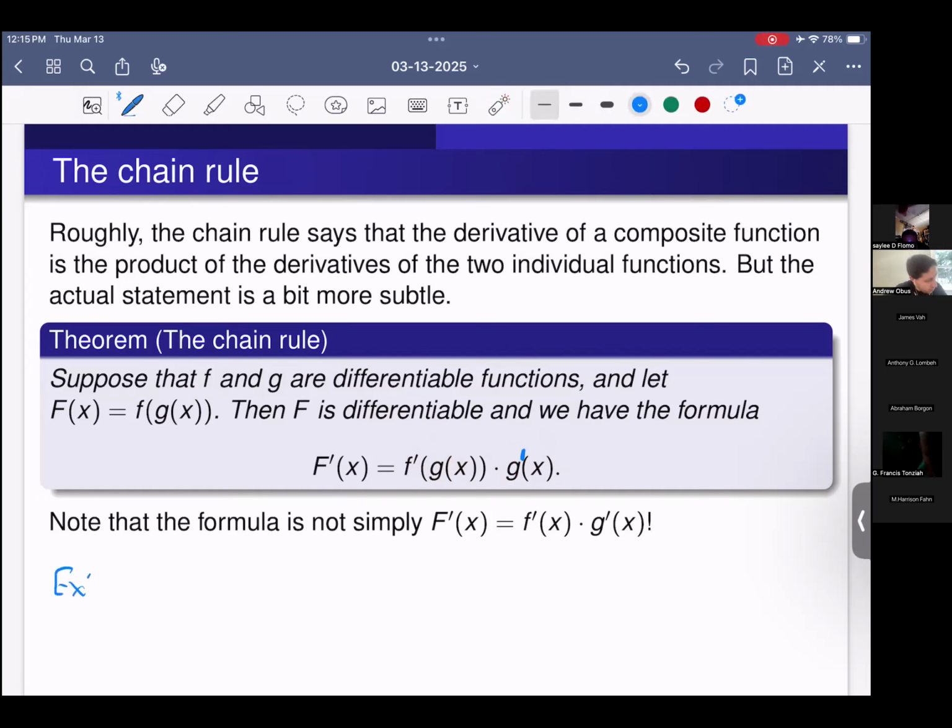The example we saw last time is, let's say that capital F of x is sine of x squared. Well, then the derivative of capital F of x is going to be what?